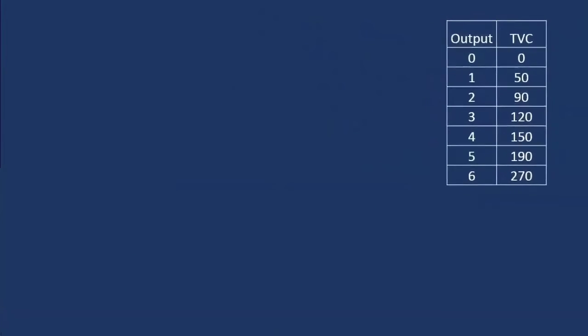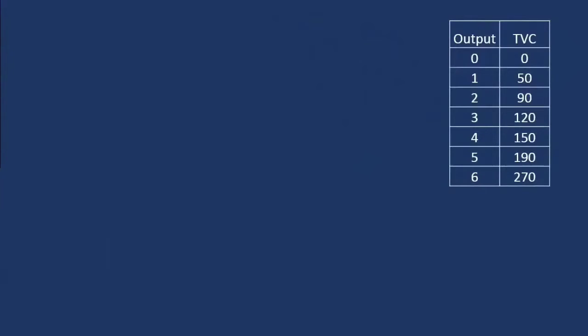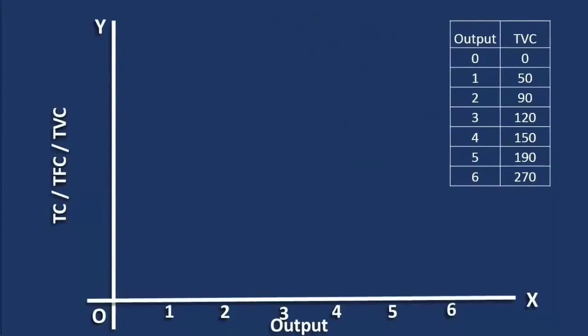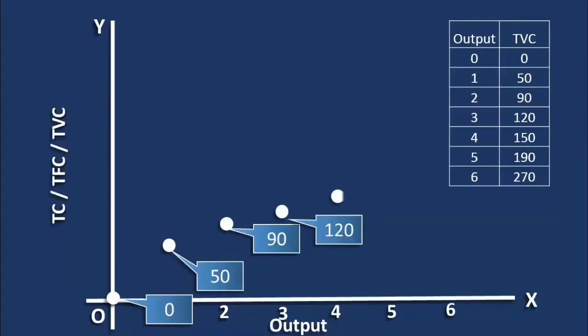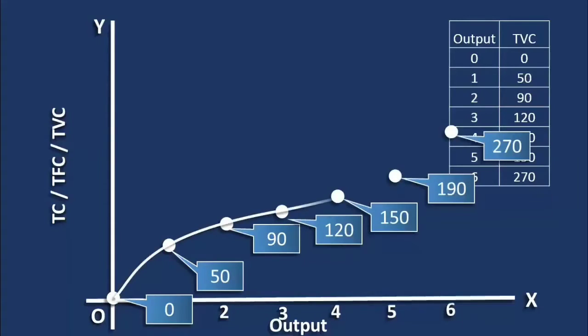Now let us see the total variable cost, or the TVC curve. Now you can see the table is given. The total variable cost increases with every increase in output. The points are plotted in the diagram, and when these points are joined we get the TVC curve.